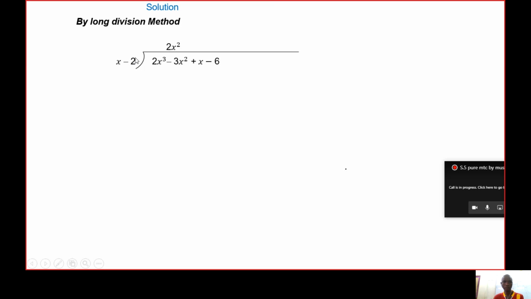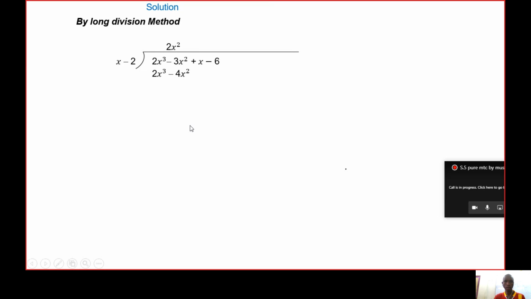I know we may get some other things also there, but I want to get here 2x what? Cubed. So let us see. Using 2x squared times x, we get 2x cubed. But you don't stop there. Also use this 2x squared and multiply it by negative 2, so that you get negative 4x squared.